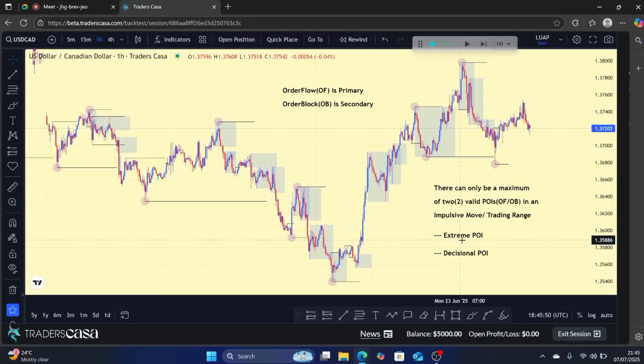Of course, the extreme POI and the decisional POI. So by a POI, it can be an order flow or an order block. It depends on what the trading range has given.